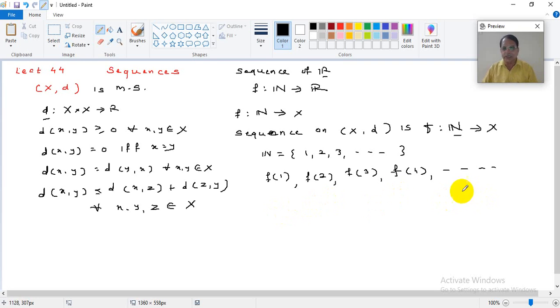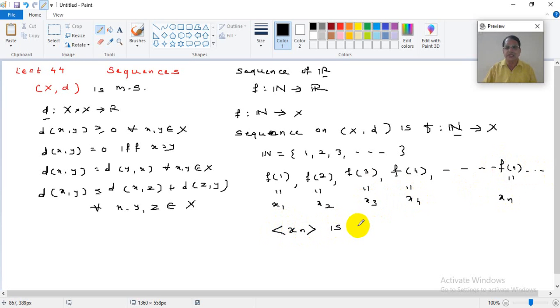So instead of writing all these things, what you can do, f of 1 you can take as, say, x1, f of 2 you can take x2, f of 3 you can take x3, f of 4 you can take x4, etc. f of n you can take xn, and so on, right? So what we will do, you will say that in triangular bracket xn is a sequence in capital X. What does this mean? This is a function.